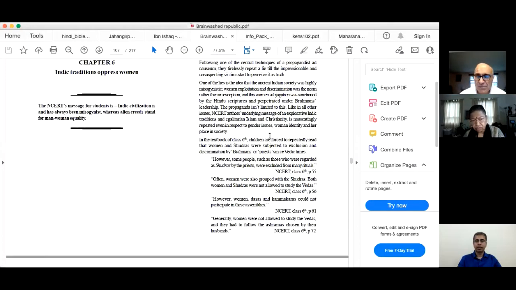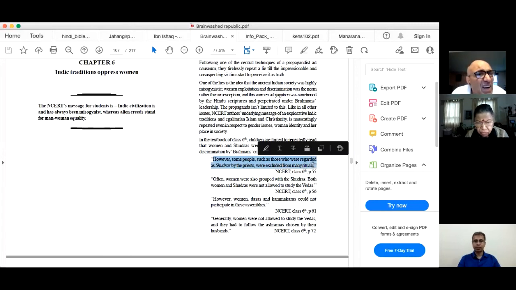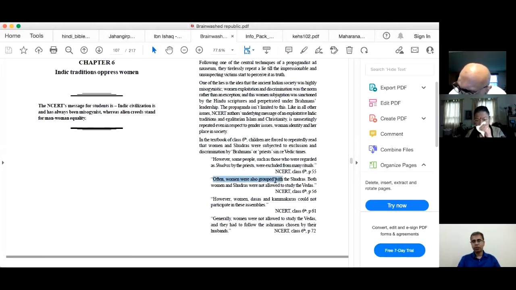This is a portion of my book which Arunaji was mentioning. I have put here some excerpts on page number 55 of class 6. What are they saying? However, some people, such as those who were regarded as Shudras by the priests, were excluded from many rituals. Then on the next page, page 56, often women were also grouped with Shudras. Both women and Shudras were not allowed to study the Vedas.